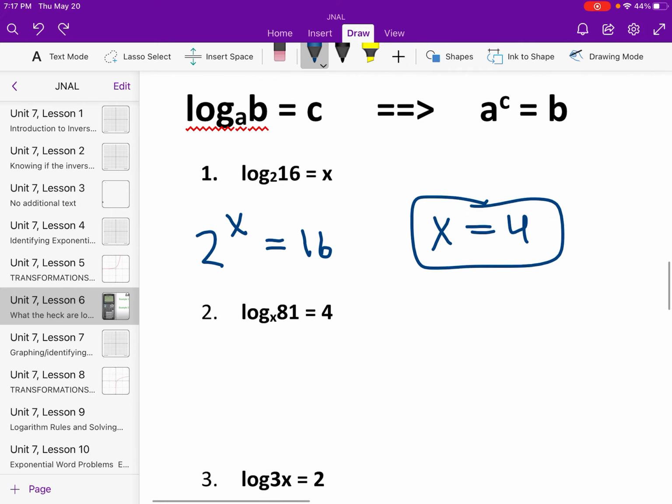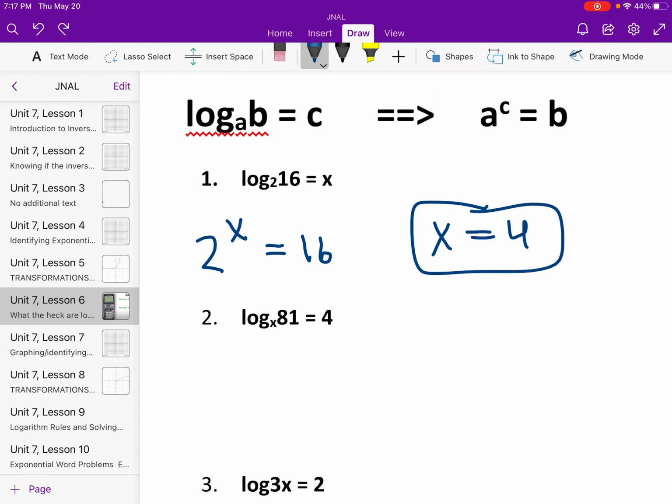All right, for this one, number 2, x is not by itself, so it's different. So what is our a? Our a is x, so we can put x here. Our b is 81. Or sorry, that 81 goes over here. And then our c is 4. So we put the c to the power of x to the power of 4. Now, if we're trying to find what x is, we just take the 4th root, and we get that x is 3. So that's what the answer is for that.